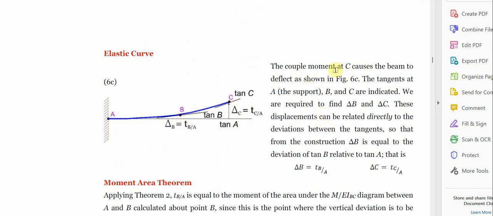Now the couple moment at C causes the beam to deflect as shown here. The tangent at A, that is the support, B and C are indicated. We are required to find the displacements at B and C. This displacement can be related directly to the deviation between the tangents, so that from the construction, theta B is equal to the deviation of tangent B relative to tangent A. That is, it is the displacement at B relative to A. Likewise, this one will be the same as the displacement at C relative to point A.